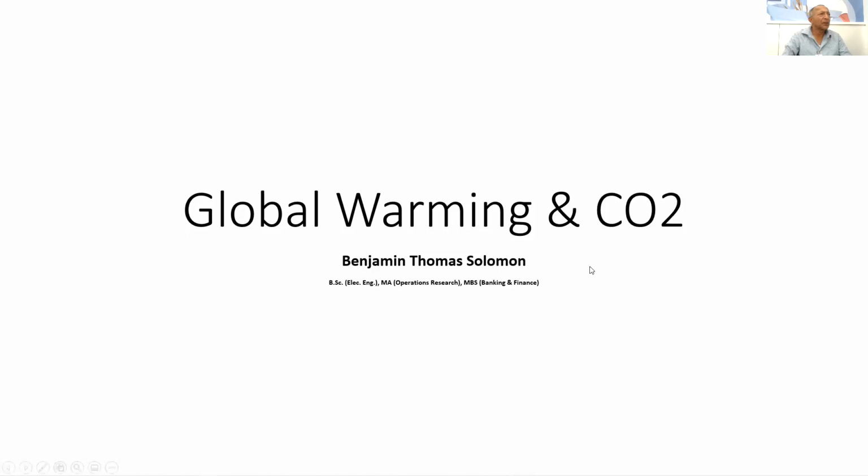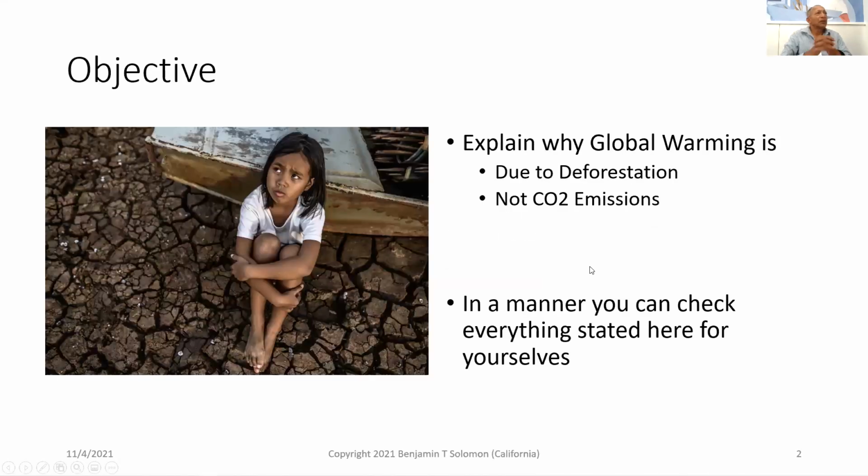Okay, so the objective of this presentation is to explain why global warming is due to deforestation and not due to CO2 emissions, carbon dioxide emissions. And I do it in a manner where you can check everything that's stated here. I provide the references for the data and also explain how the IPCC, Intergovernmental Panel on Climate Change, arrived at their current decisions.